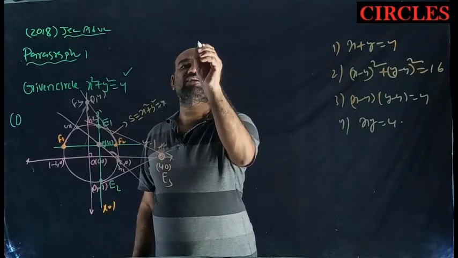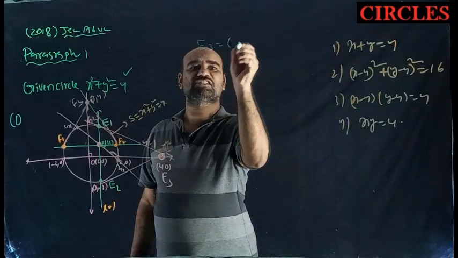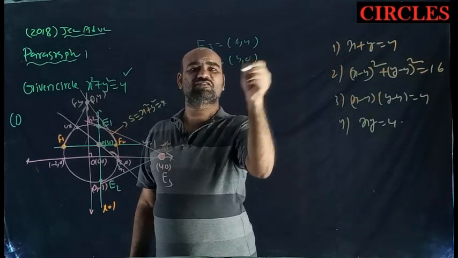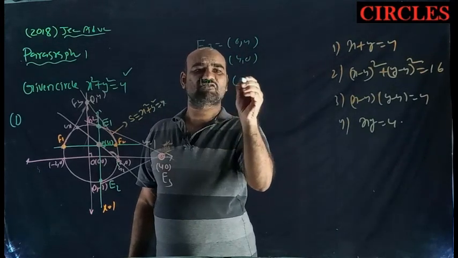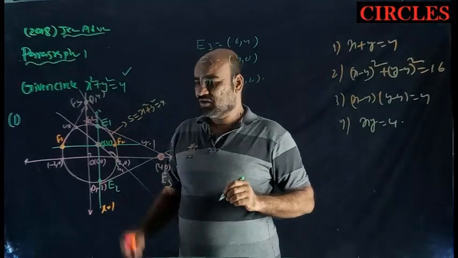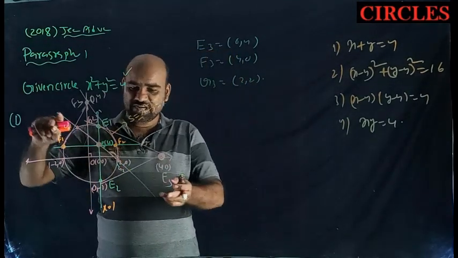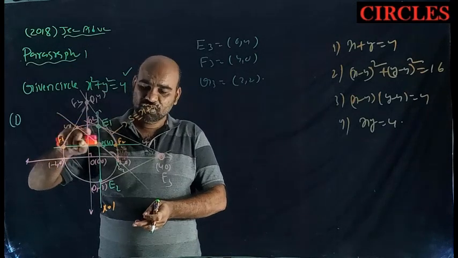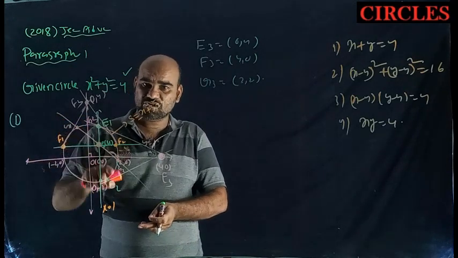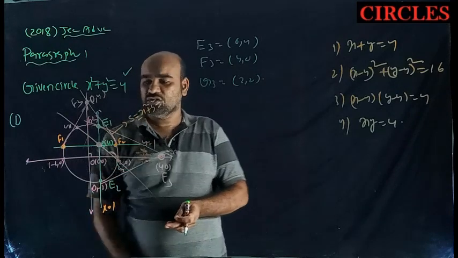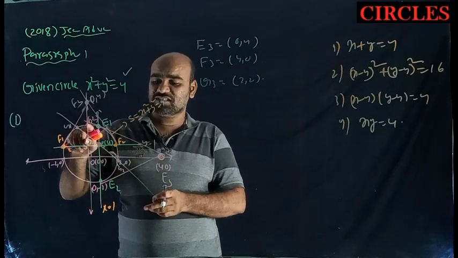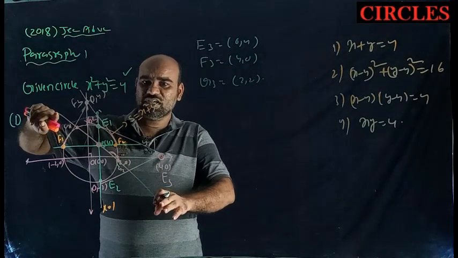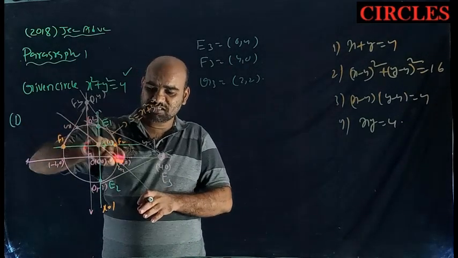Finally, what we got: E3 coordinates are (0, 4), F3 coordinates are (4, 0), and G3 coordinates are (2, 2). Through P(1, 1) a line is drawn whose slope is -1. It meets the circle at (0, 2) and (2, 0), a point on the y-axis and another on the x-axis. This is not the exact position of that line, but the line passes through this point as well as this point.